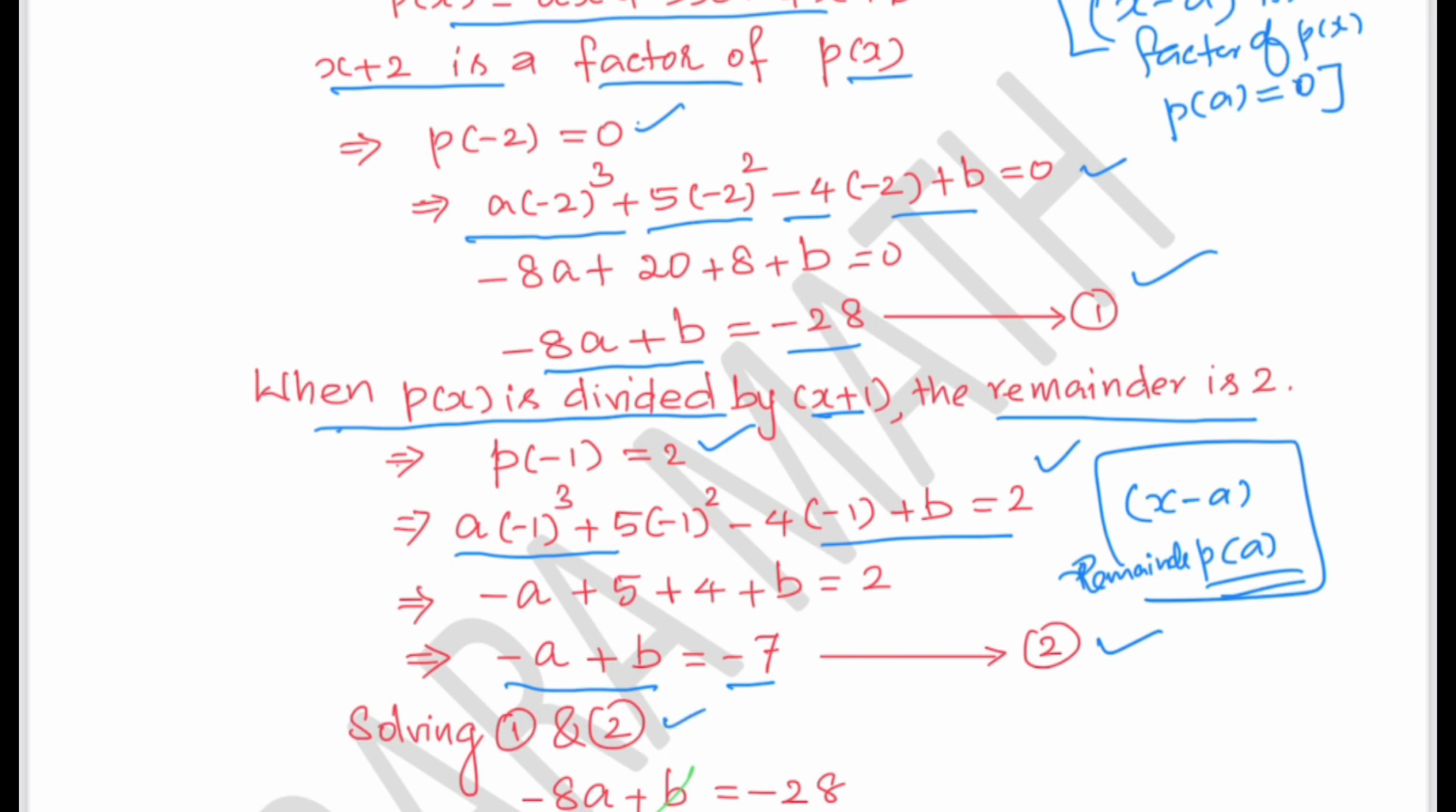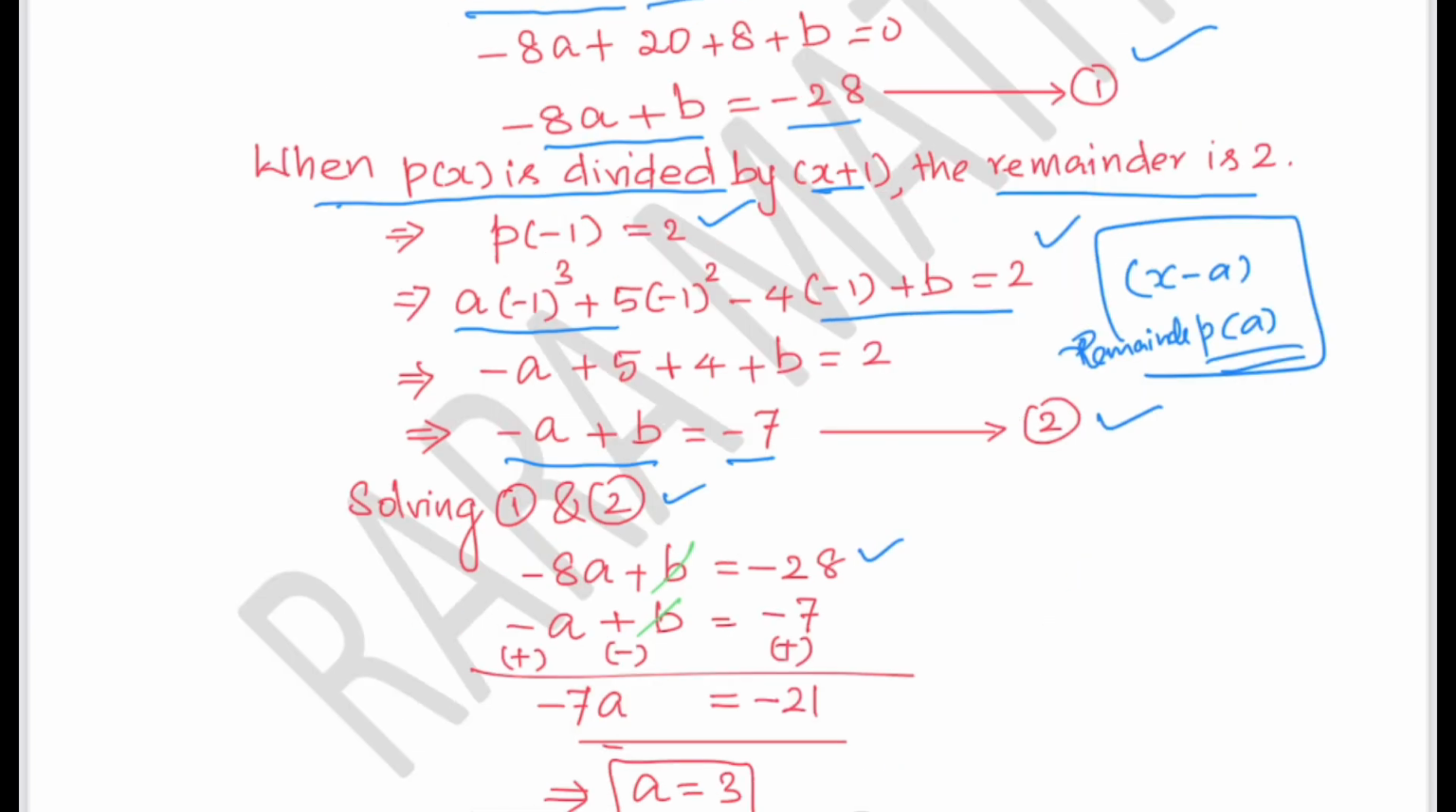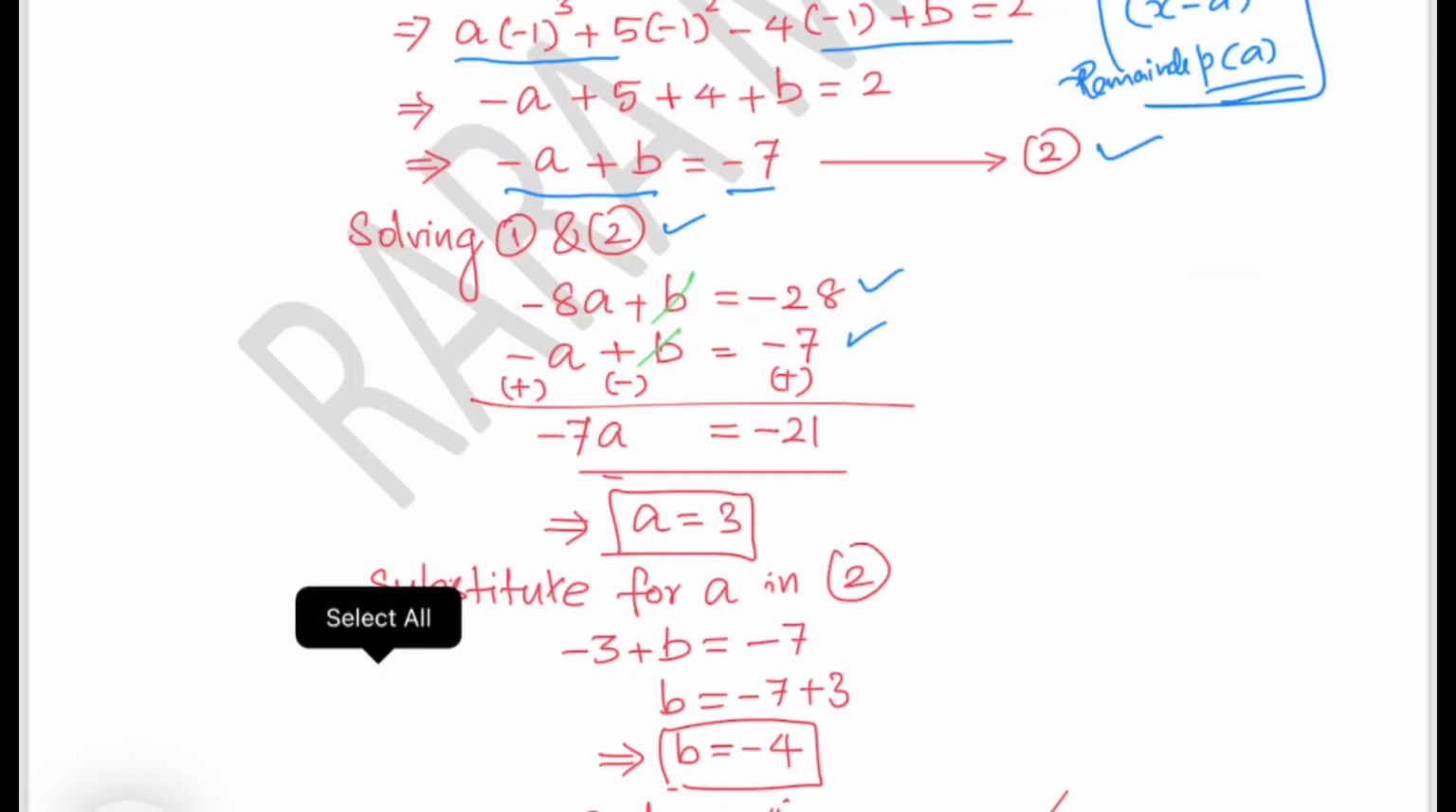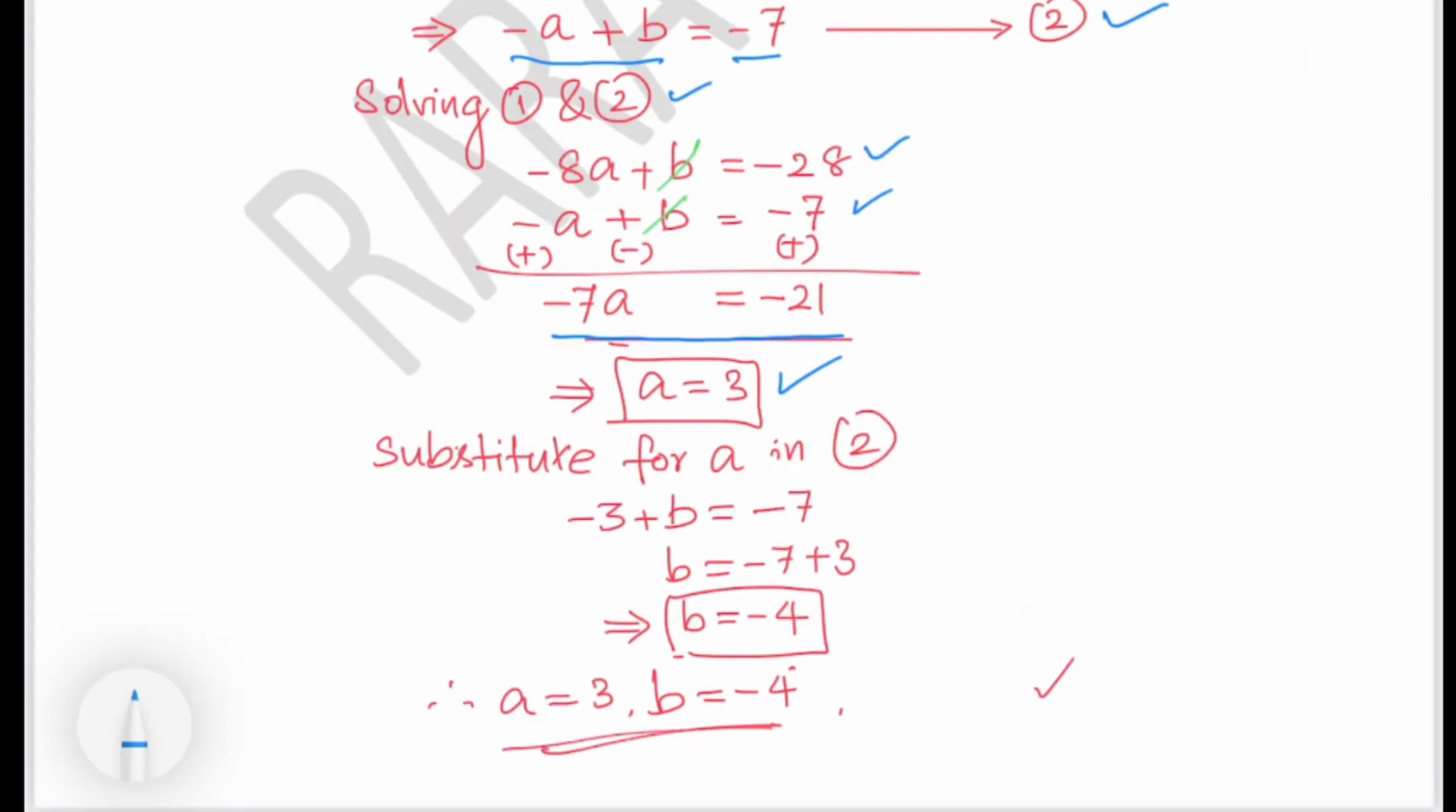So solving equations 1 and 2, write down equations 1 and 2, and subtract: change the sign of the second equation and add it, the b and b get cancelled, you get negative 7a equal to negative 21. So that is a is equal to 3. So substitute for a in 2, you get minus 3 plus b equal to minus 7. Therefore, b is equal to negative 7 plus 3, which gives you negative 4. So a is 3 and b is negative 4.